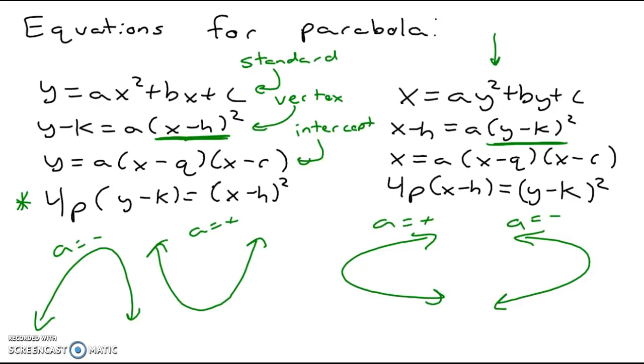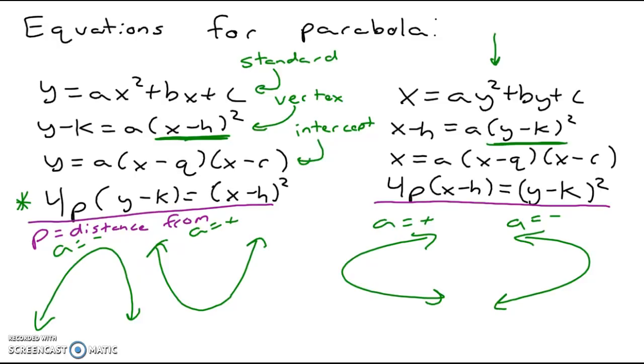Now the new form is this form. In this form, the 4p multiplies the part that is not being squared. You should notice that it's very similar to vertex form in that it's set up around the vertex. But the p is the distance from the focus. Sorry, it should be the distance from the vertex to the focus.